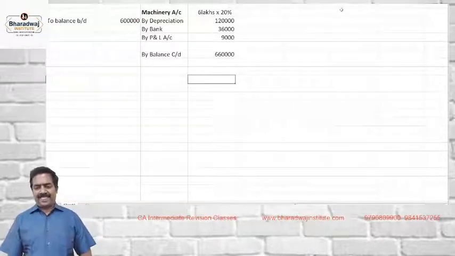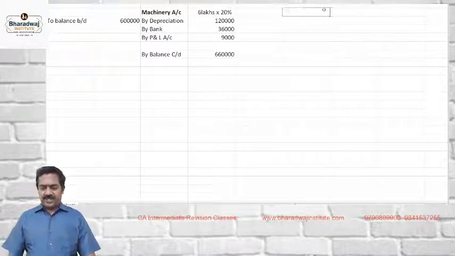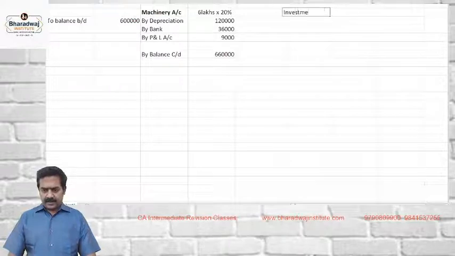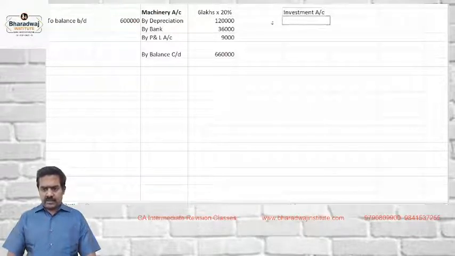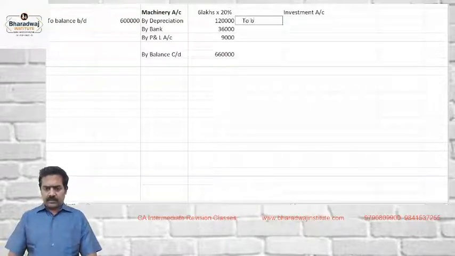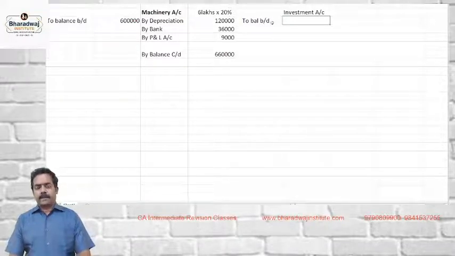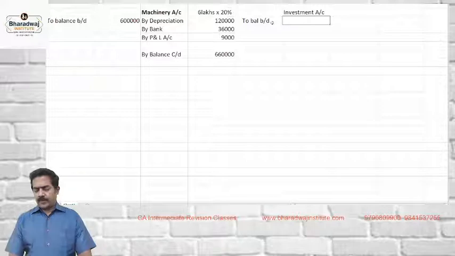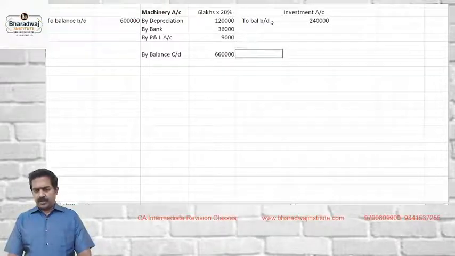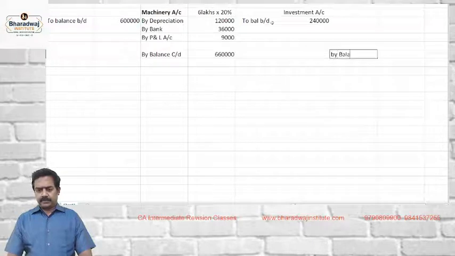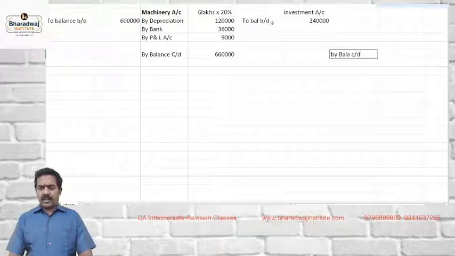Next. Which account next? Investment account. To balance brought down. What is investment opening balance? Closing balance? 2 lakh? 20,000.